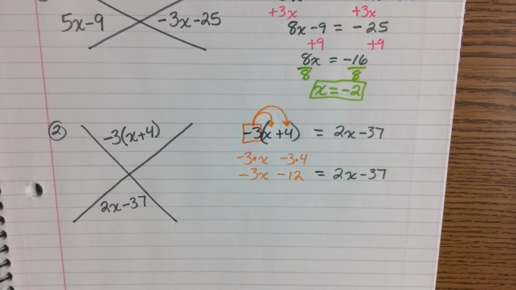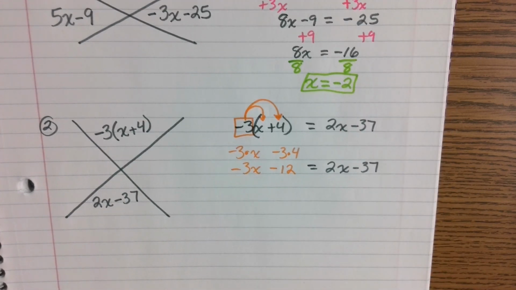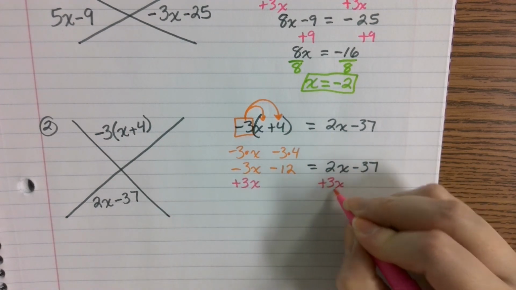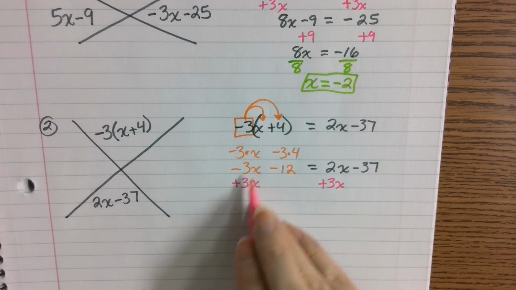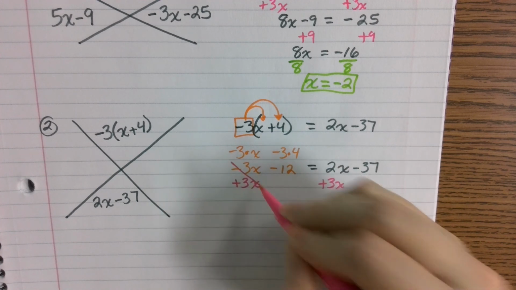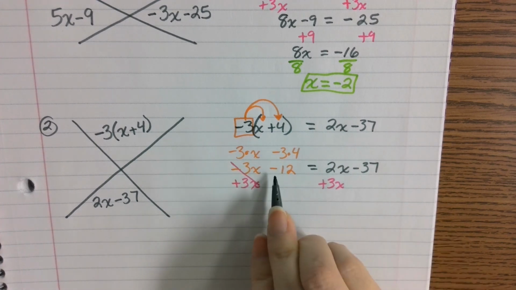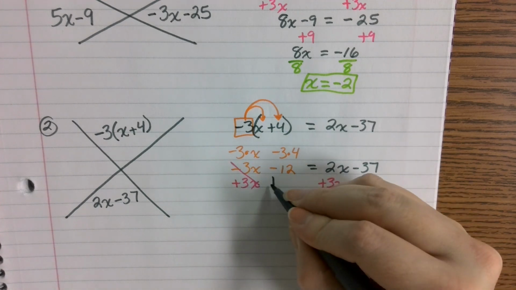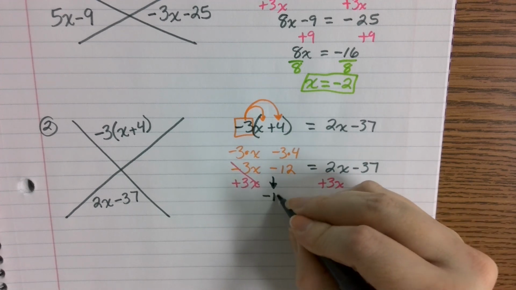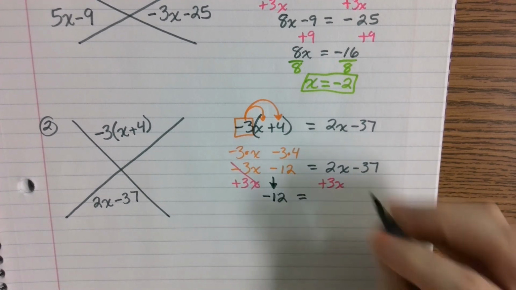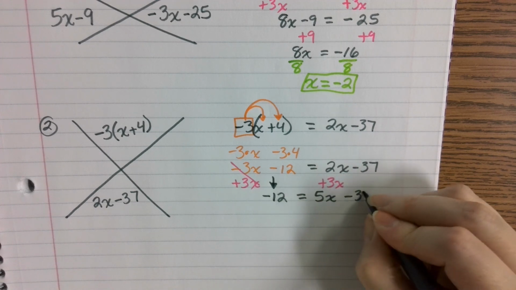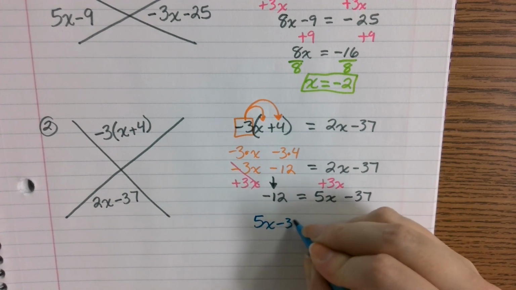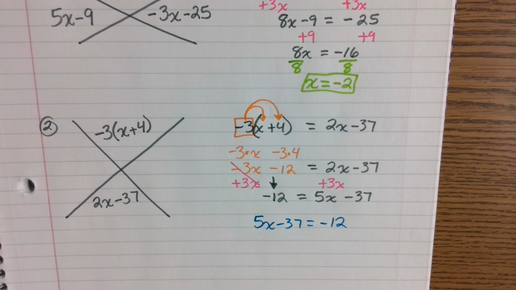Okay, now we're going to focus on the smaller of the two variables. Negatives are always smaller than positives, so I'm going to focus on this by adding 3x to both sides. The opposite of a negative is a positive, so plus is positive. Those will cancel out. We're going to be left with a negative 12. That minus 12 comes down and takes on a negative sign. 2x plus 3x is 5x, and then you have minus 37. If you would like to rewrite it, you can rewrite it as 5x minus 37 is equal to negative 12, and then solve from there.